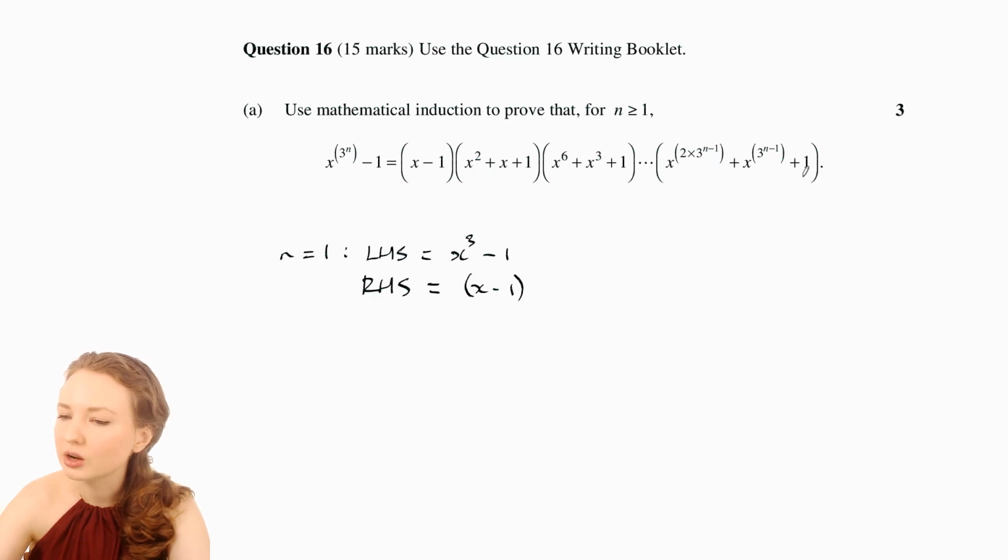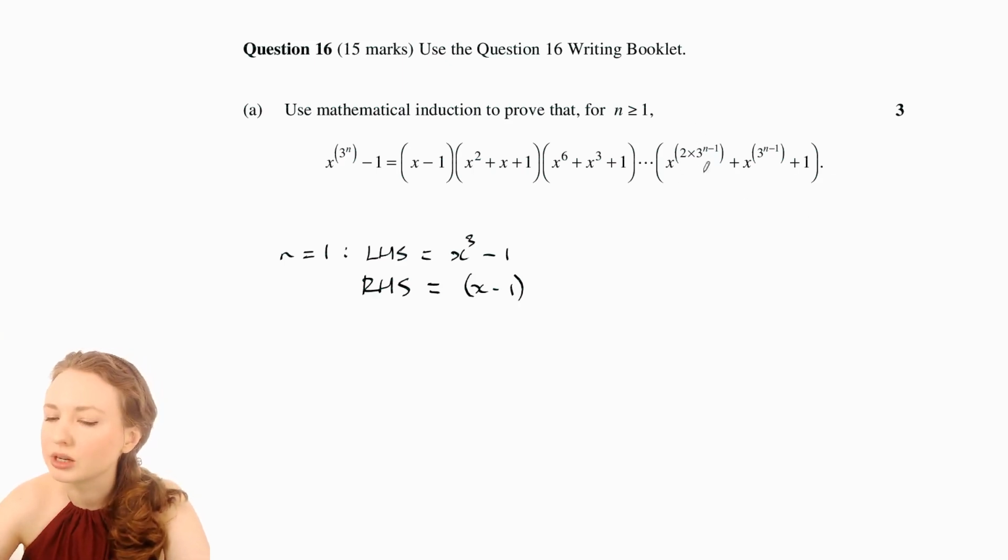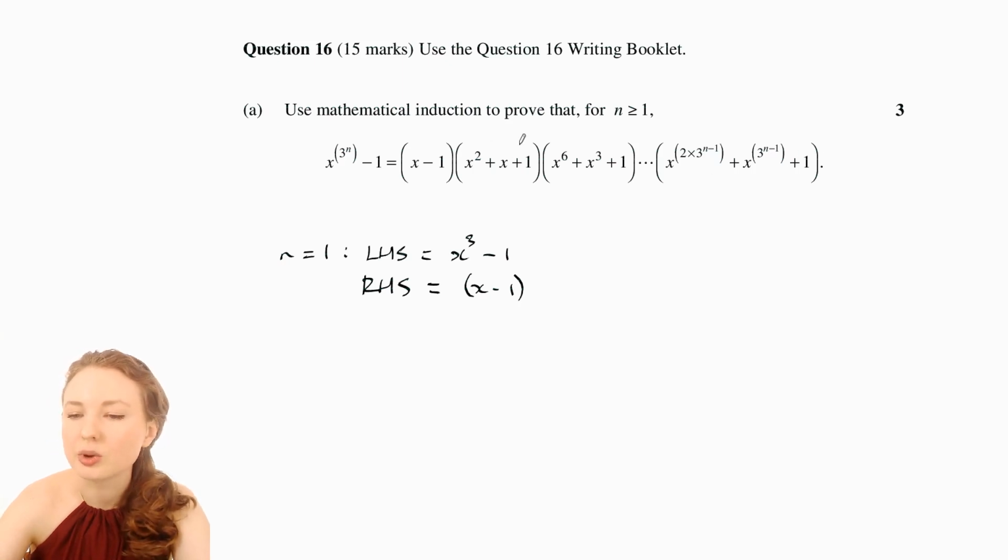Let's just see where we need to end up, what the last term is. So you've got 3 to the 1 minus 1, so 3 to the 0, which is 1. So that's just 2. So we get x squared plus x to the 1 plus 1. So that's actually this one. So that's the last one in the sequence.